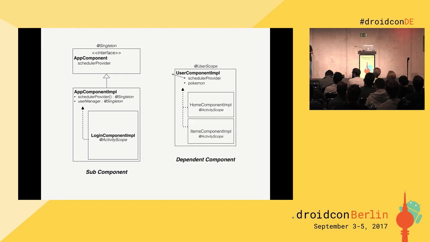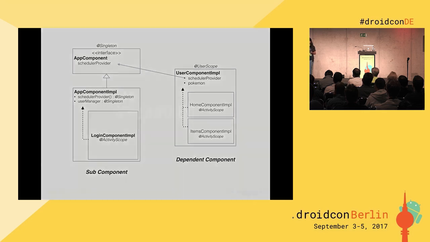And next is the user component. This is the implementation of user component, which, again, Dagger is going to generate for us. It has further subcomponents like home component and items component. And this component needs a dependency called scheduler provider, which is provided by app module. So it is going to get and use it from there. So let's see how we can do this.